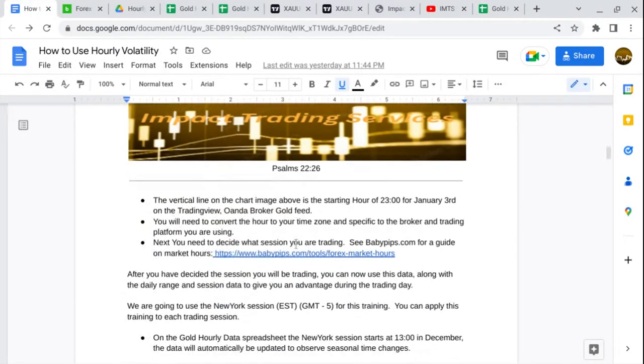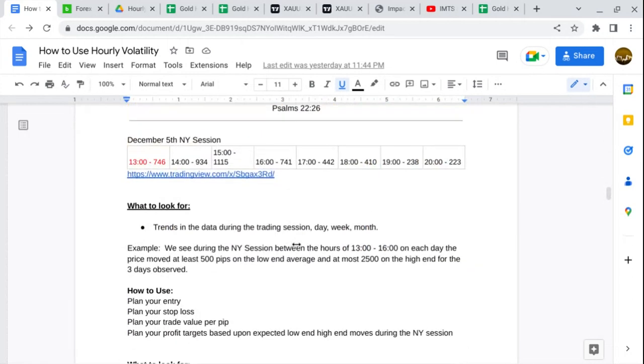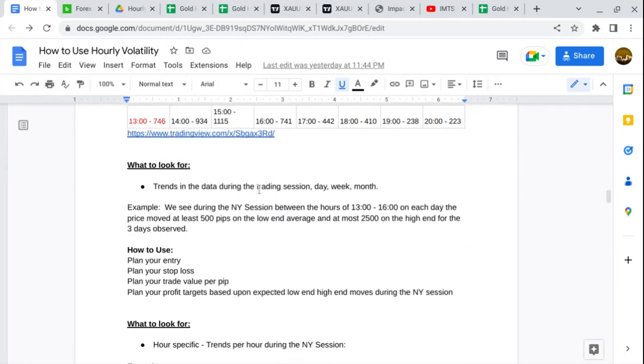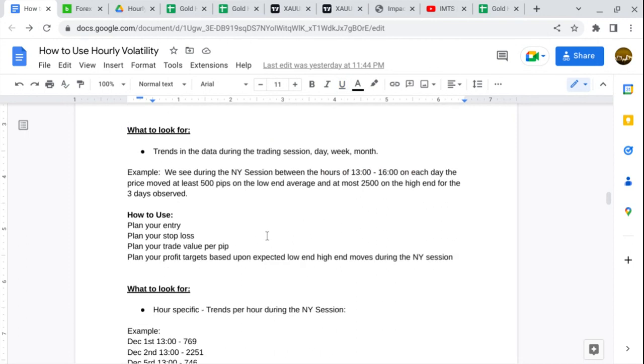Now remember how to use this data. What are you looking for? You're looking for trends in the data during the New York trading session, trends in the data for the day, the week, and the month. Now once we combine the daily range, the weekly range, the New York session range, you'll be able to see the trends easier as you continue to practice.